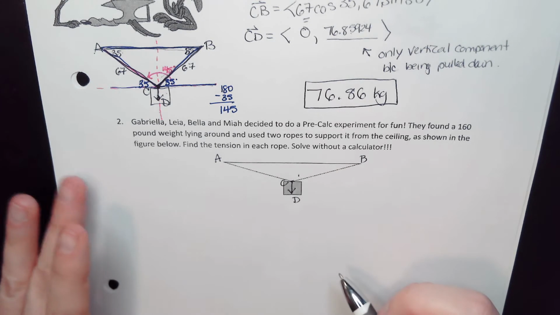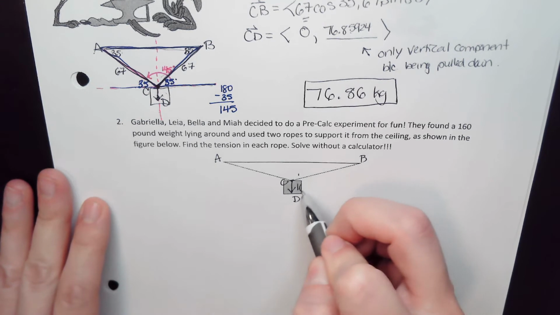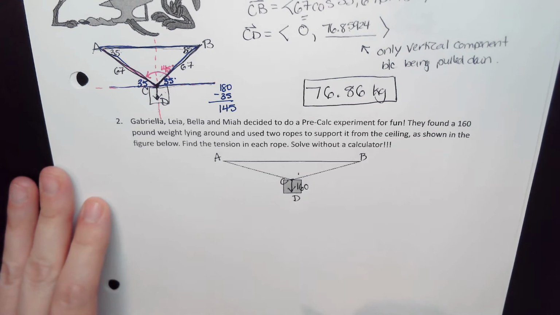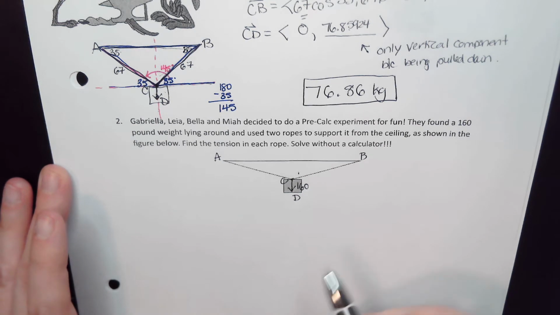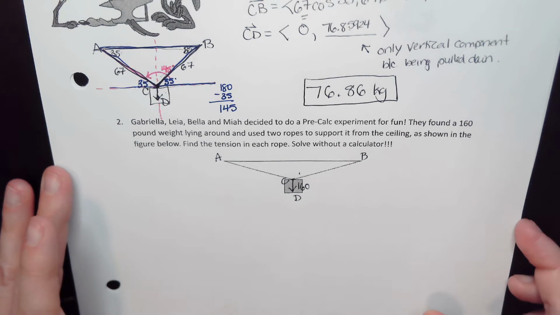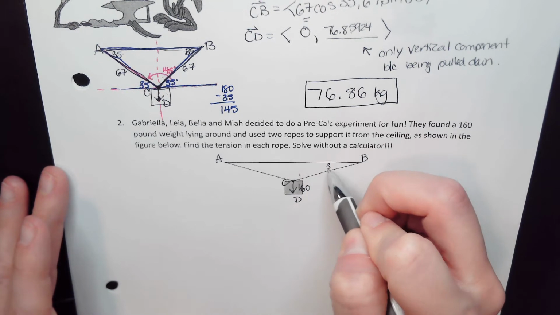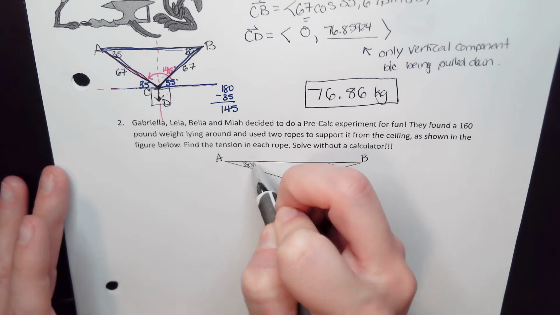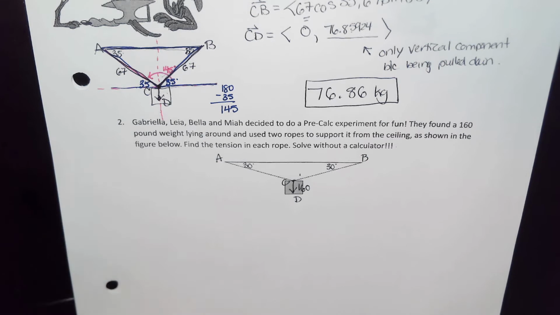All right, we know that the weight is 160 pounds, and find the tension in each rope. What was on this picture that got cut off actually was that each of the ropes is going to make a 30-degree angle with the ceiling. So that would be added into the original. It was on the picture, but the picture it got cut off of.